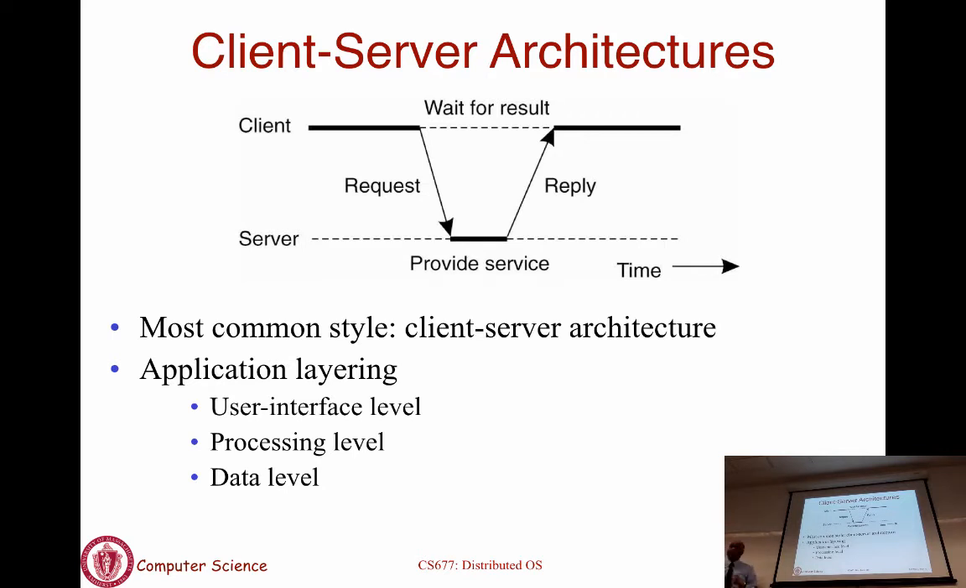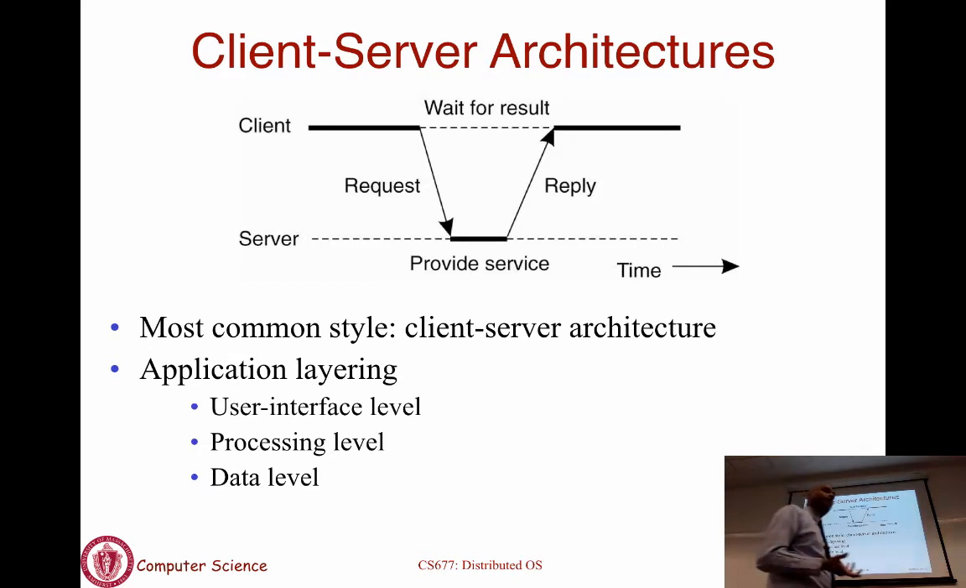If you think of any abstract application, it will have several common functions. There will be some sort of a user interface that the user is using to interact with the application. So that's the user interface layer. There's some processing that the application will do when the user makes a request. You have to process that request. That's the processing layer. And maybe the request accesses some data.